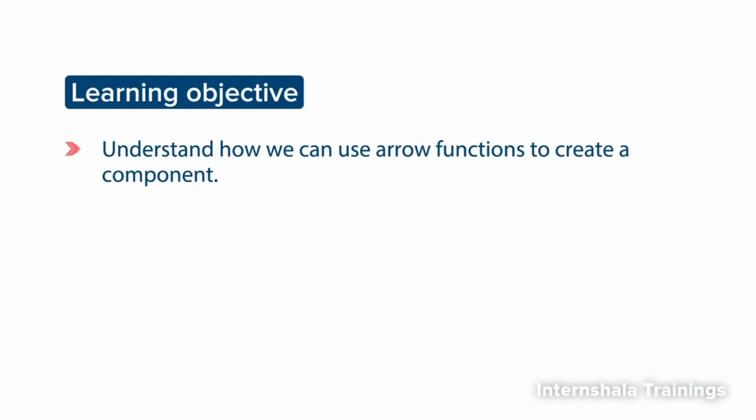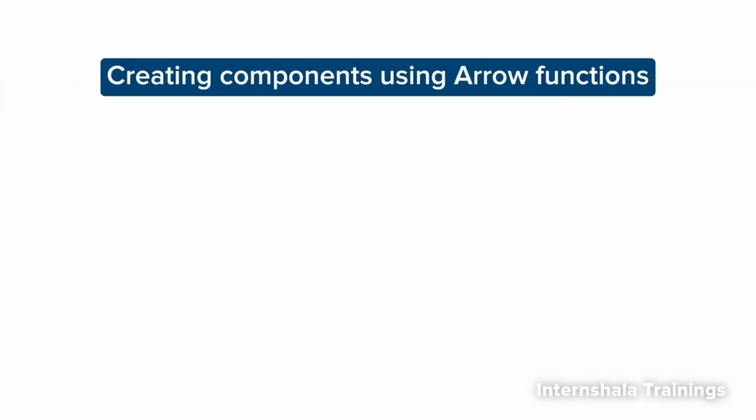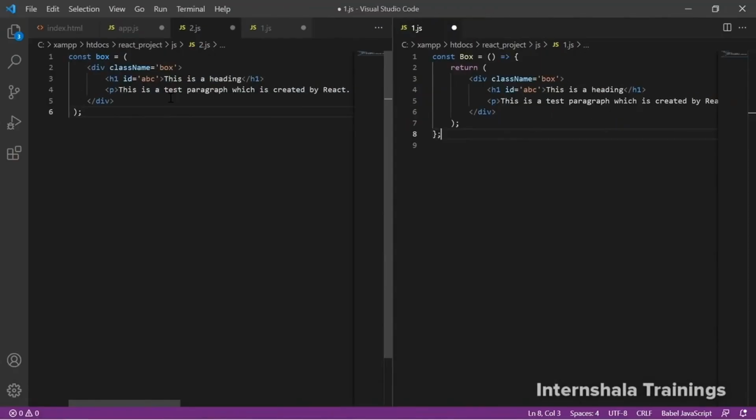After going through this video, you will be able to understand how we can use arrow functions to create a component. We can also write the same code for the React component using arrow functions. If you don't remember arrow functions, let me quickly refresh your memory. Arrow functions are used when the only role of a function is to return a value. So, using arrow functions, we can rewrite our code for the Box component like this.